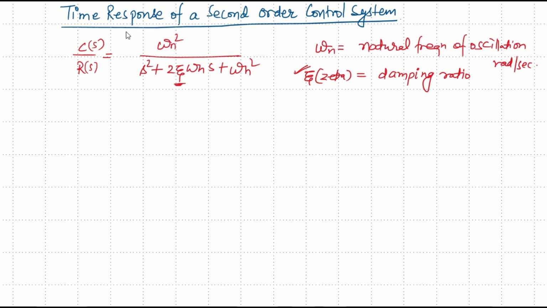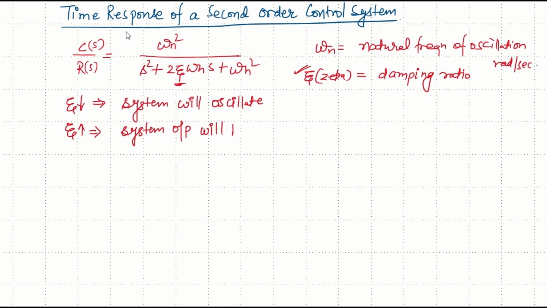So this zeta is a measure of how dominant the opposition from the system is to the oscillations in the output. If the value of zeta is low, we can say that the system will oscillate. And if the value of zeta is high, then the system will not oscillate. In this case, the system output will be exponential.